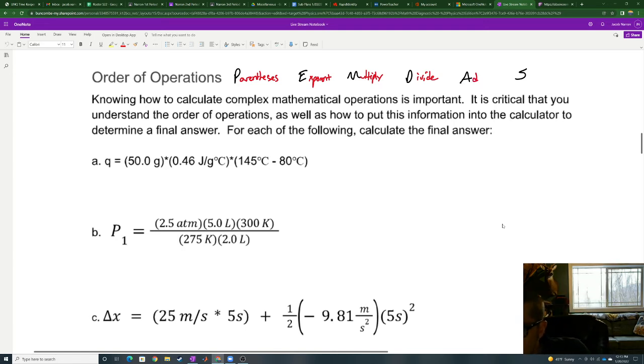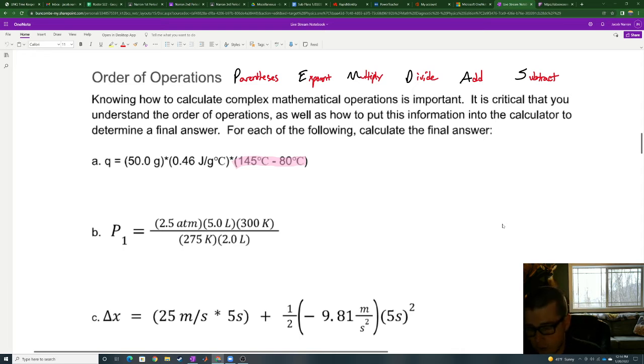Okay, so Q is equal to 50 grams times 0.46 joules per gram degree Celsius times 145 minus 80. Okay, so this is interesting. Technically you would say, oh, don't we just go ahead and multiply everything? Can't we just multiply them all, because they're all in parentheses? But in fact, this whole thing, 145 minus 80, is within the parentheses. So the first thing I want to do is deal with that.